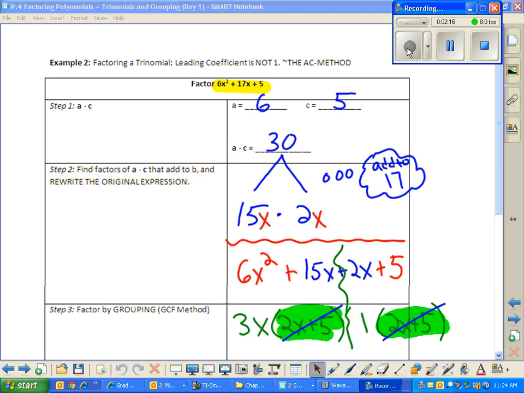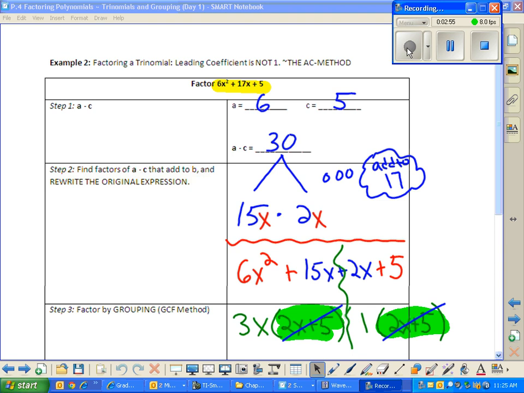Nonetheless, it does work. So here's how it goes. The name of this method, AC grouping, helps us figure out step 1: we have to do A times C. If A is 6 and C is 5, the product of 6 and 5 gives me 30. Then I think, what numbers multiply to give me 30 that add to 17, that middle term? True story, 15 times 2 multiplies to give you 30, and the sum of 15 and 2 is 17.